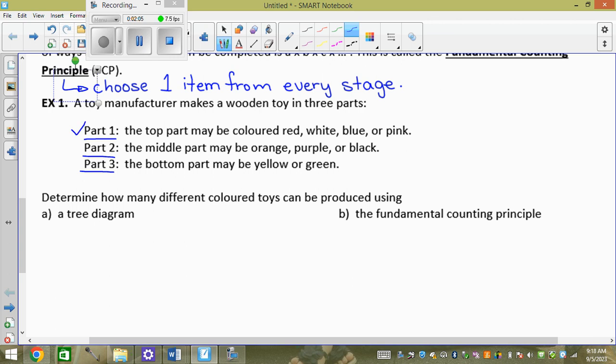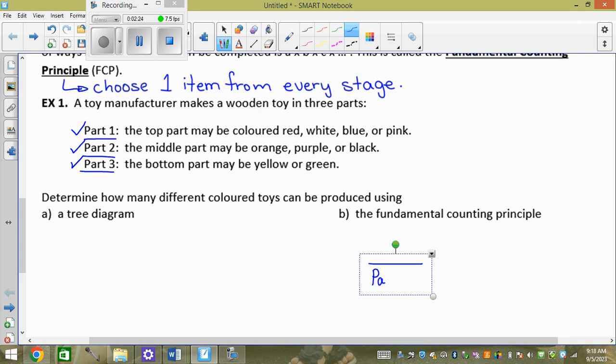Then I look at part 2, the middle part. It may be orange, purple, or black. So one of them. It's like a Halloween middle. And then part 3 can be yellow or green. I can pick one part from there. So I know I can use the fundamental counting principle. So that's over here. So this is part 1.